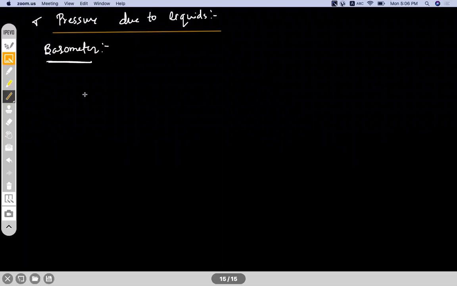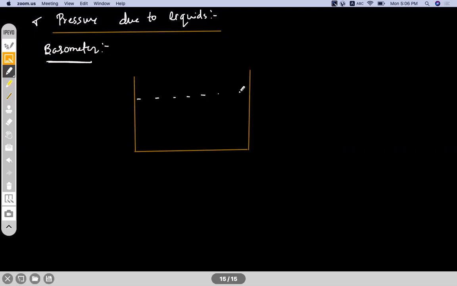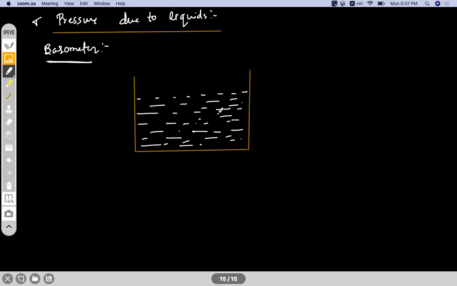You see, in liquid, what happens? Suppose you have a container, and in this container the liquid is present. For liquids at the same level, the pressure would be the same. Suppose, since it is open, at the surface the pressure is nothing but the atmospheric pressure, P-atm. In the bulk of the liquid, the pressure would be different from the pressure at the surface. But the pressure at this point, at the same level, and at this point would be the same. So on the same level and the same height, the pressure due to liquid is the same. That won't change.